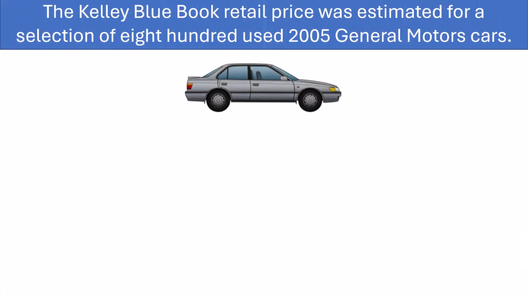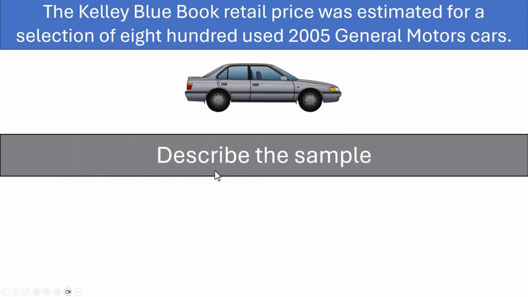All right, so here's an example to look at, and this one is from the Grand Valley text. The Kelley Blue Book retail price, which is a website, if you're not familiar with this, that estimates the value of a car. So the Kelley Blue Book retail price was estimated for a selection of 800 used 2005 General Motors cars. So the first question asks us to describe the sample.